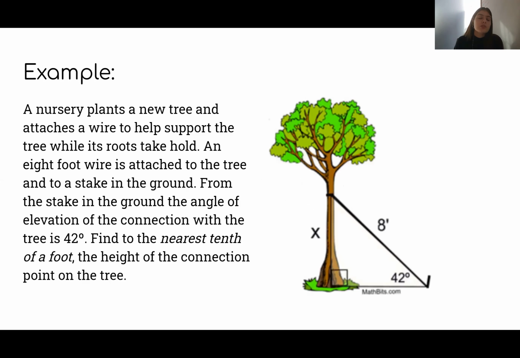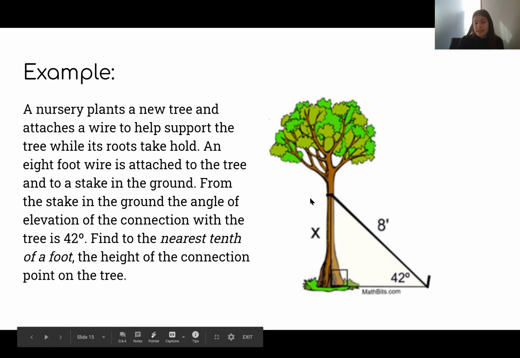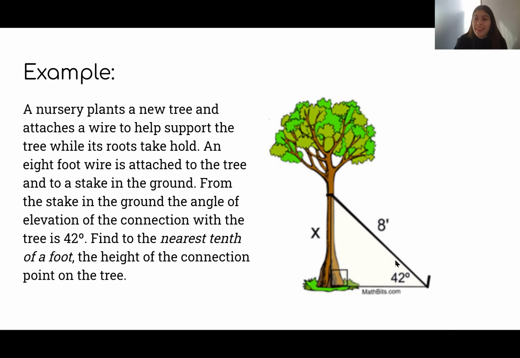So here's our example. A nursery plants a new tree and attaches a wire to help support the tree while its roots take hold, okay? An 8-foot wire is attached to the tree and to a stake at the ground. From the stake in the ground, the angle of elevation of the connection with the tree is 42 degrees. Find to the nearest tenth of a foot the height of the connection point on the tree. Okay? So your drawing is going to look something like this. It does not have to be this detailed. It probably won't be this detailed, and that's okay.